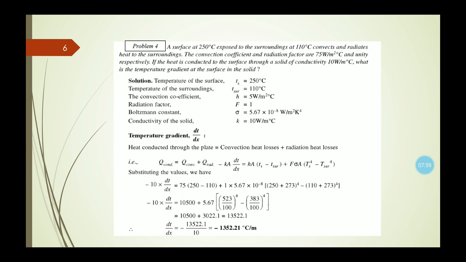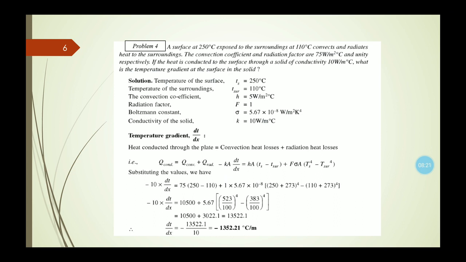Now, the constant value of the Stefan-Boltzmann constant sigma is 5.67 × 10^-8 watt per meter square K to the power 4. This constant value we need to remember to solve these numericals of radiation. The thermal conductivity of the solid is given as 10 watt per meter degree centigrade.